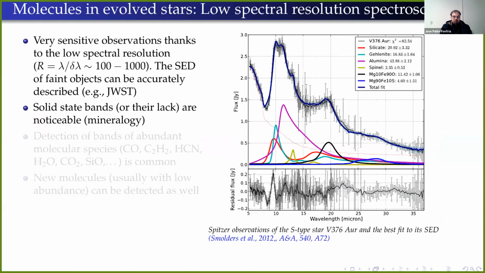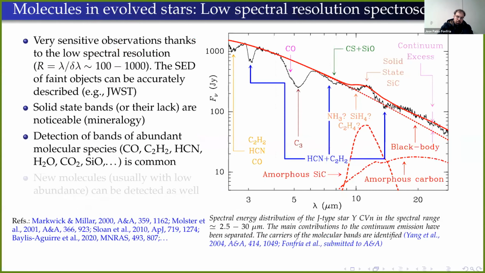Low spectral resolution observations imply resolving powers lower than a few thousand, which are very useful to explore spectral energy distributions or solid state bands, as in the case of the figure to the right, where the presence of different materials can be inferred to be part of the dust grains. Many molecular bands can be detected as well, even though some of them are strongly overlapped, as you can see in the figure of the continuum of YCPN.